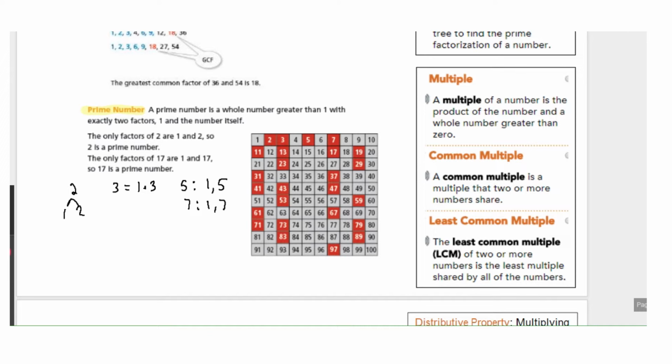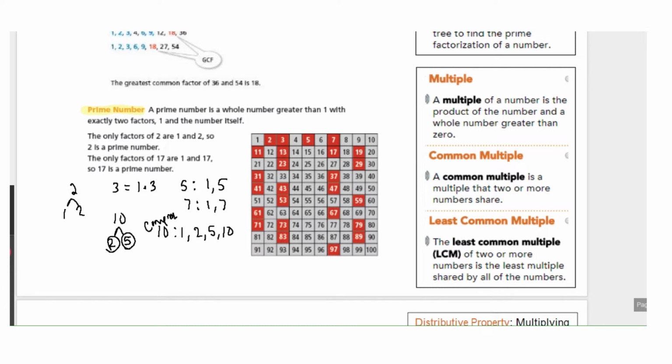Now a composite number, on the other hand, let's do 10. 10 can be broken down by multiplying 2 times 5. So the factors for 10 are 1, 2, 5, and 10. Because 10 has more than two factors, more than itself and 1, we can call this a composite number. That's the lighter numbers.